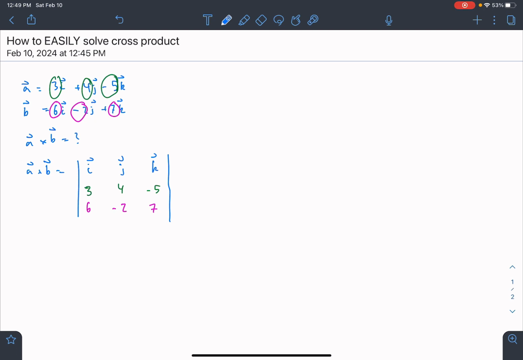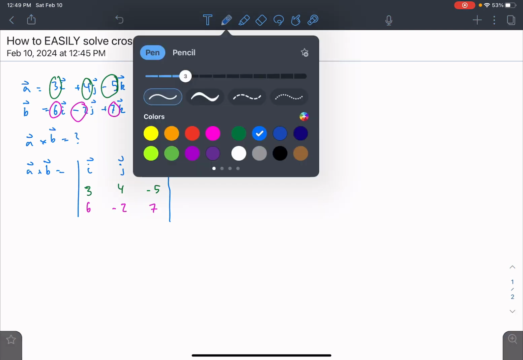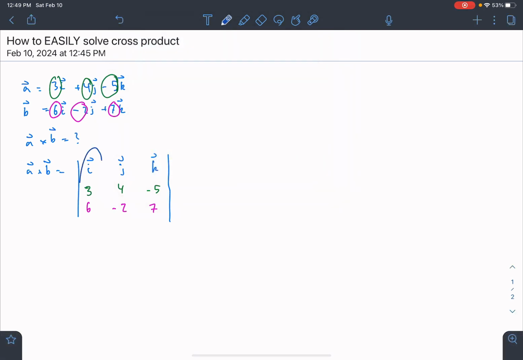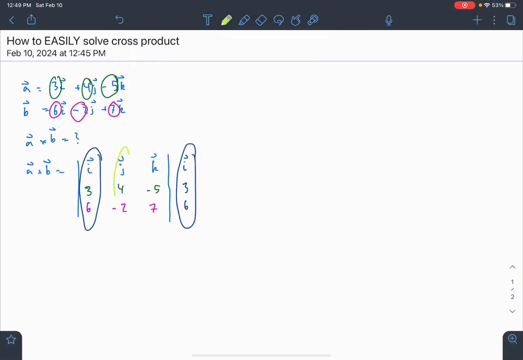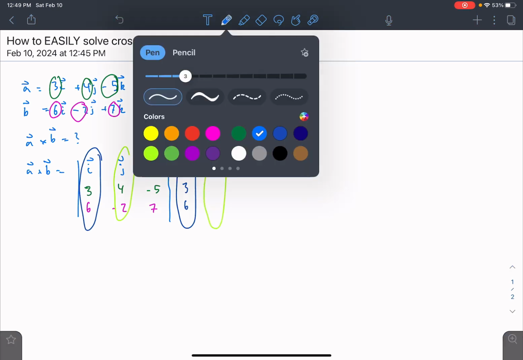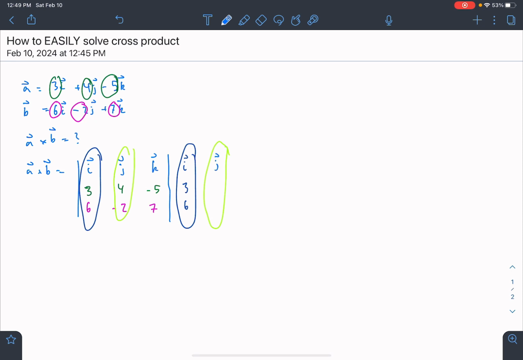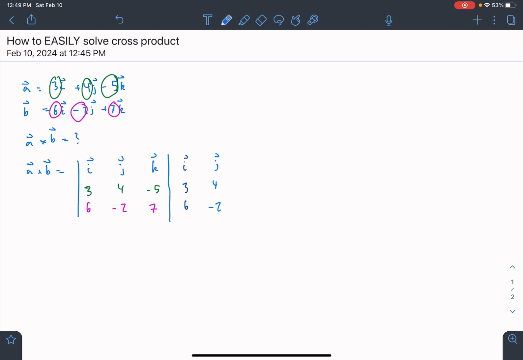And now what you want to do is you want to take this first column and put it right over here. So i, 3, and 6. And then you want to get this second column and put that over here. So that would be j, 4, minus 2. I'm just going to remove this for clarity purposes.